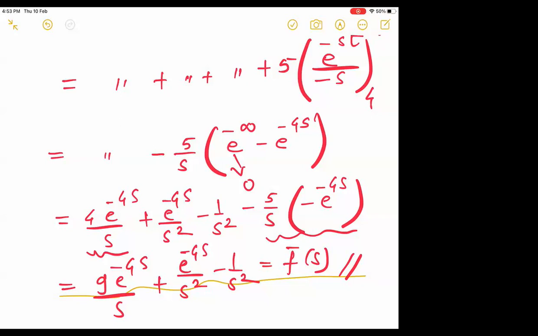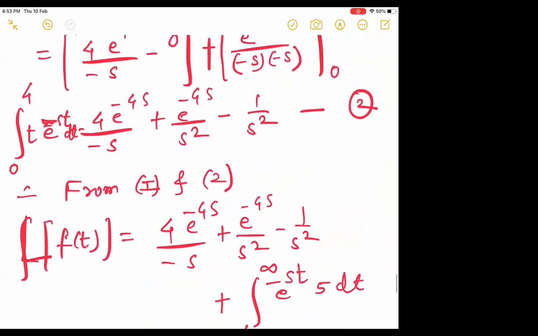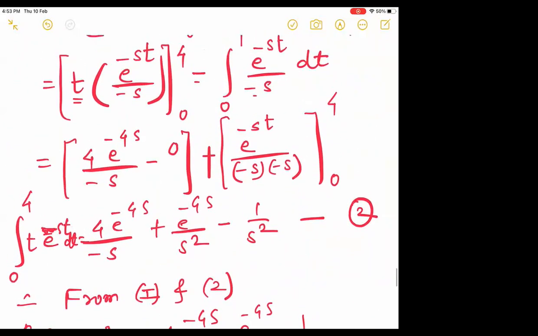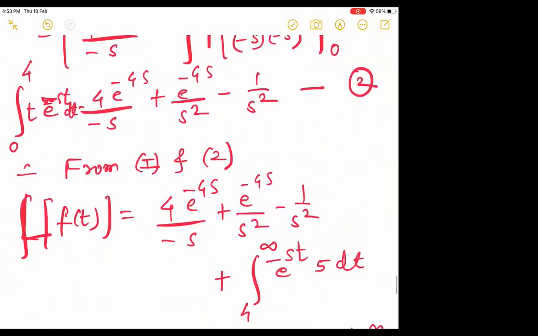Yes, any problem? Ma'am, please show the previous step. Which one? From 1 and 2. Yes, from 1 and 2, after that. Yes, ma'am.